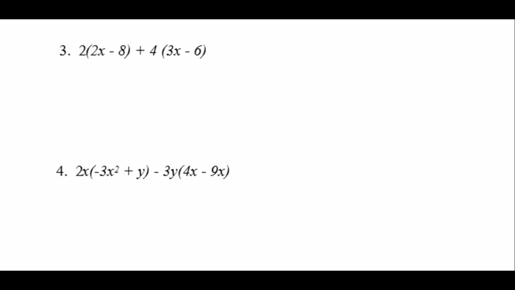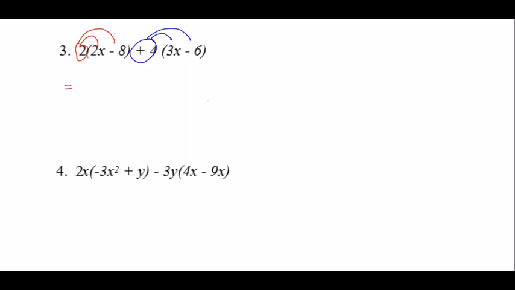So now you'll notice in this first part we have 2 times 2x minus 8, and then we have plus 4 times 3x minus 6. We're going to apply the same rules that we did before, except this time I'm just going to highlight the fact that we're going to take the 2 and distribute the 2 into 2x minus 8. And then we're going to do the same thing for plus 4, and distribute plus 4 into 3x minus 6. In doing so, we end up with something like this.